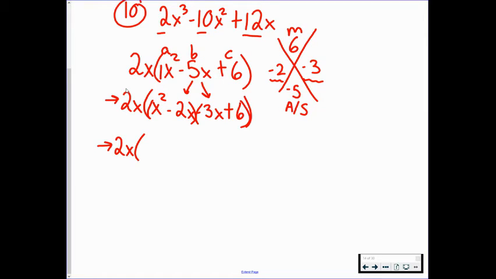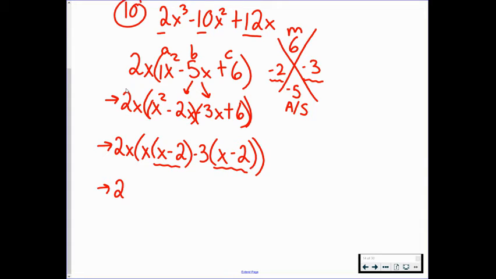x squared minus 2x has a common factor of x, and I'm going to pull that out of both terms. -3x and 6 have a common factor of -3, which leaves us with x minus 2. The inside of the parentheses, the innermost part, has a common factor of x minus 2. So I'm going to now pull that out and group the x minus 3 together.